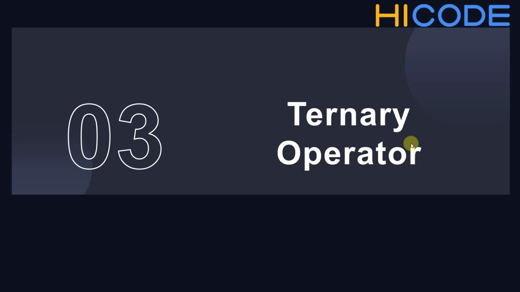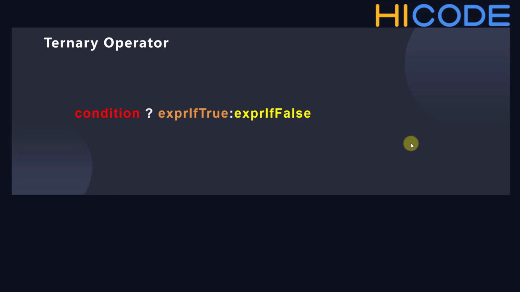The next part is ternary operator. So a ternary operator is a succinct way of doing something in place of an if-else statement. It is called as such because it has three operands: a condition and a statement to be executed if the condition is true, and another statement to be executed if the condition is false.